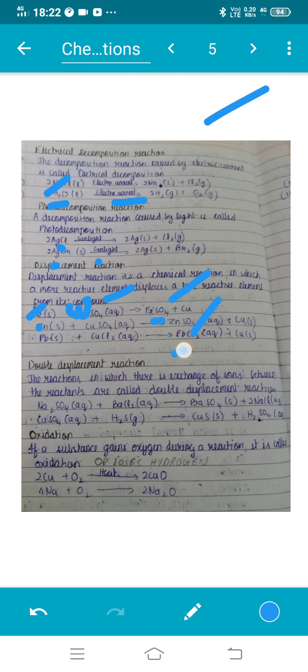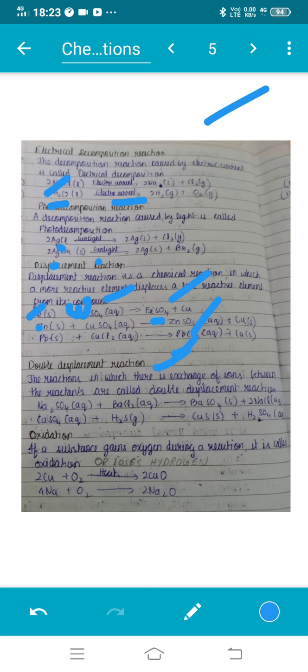Okay, and now the double displacement reaction. The double displacement reaction is the reaction in which there is exchange of ions. This is the only reaction in which the redox reaction is not involved, and the neutralization reaction also. The redox reaction we will learn in the coming parts. So in double displacement reaction there is exchange of ions.